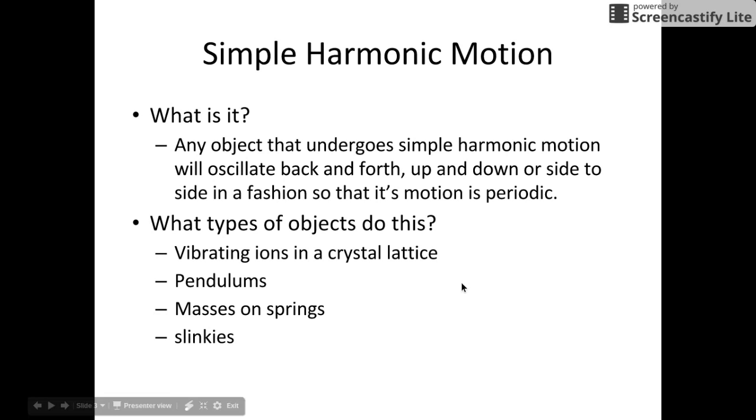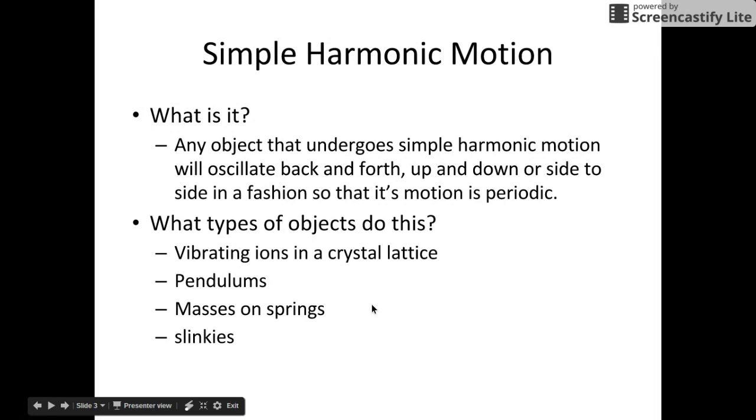Imagine this little arrow is an ion in a lattice. It's going to vibrate back and forth periodically. Well, that's simple harmonic motion, meaning it's moving back and forth in an oscillating way. Pendulums do this. A pendulum goes swinging back and forth, so it always gets back to its original position some period of time later. If you have a mass on a spring or a slinky, perhaps.